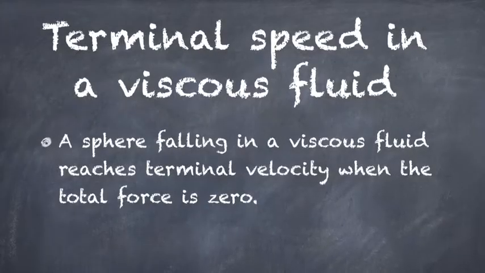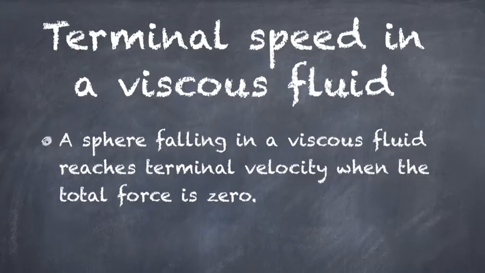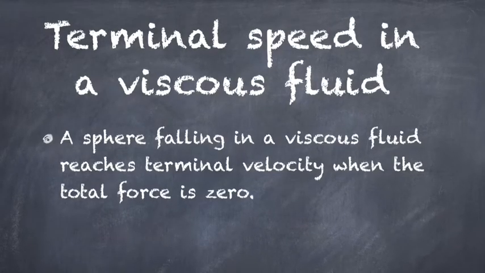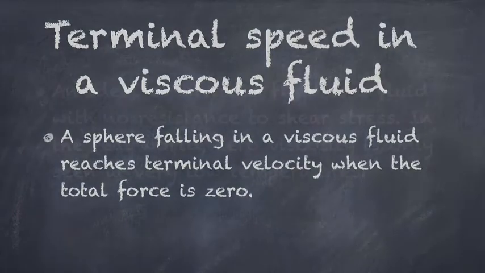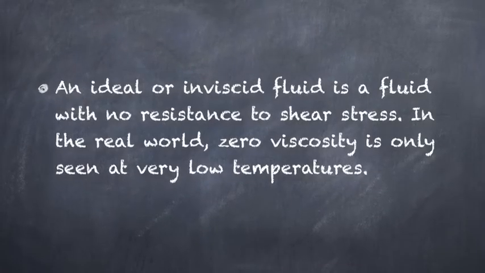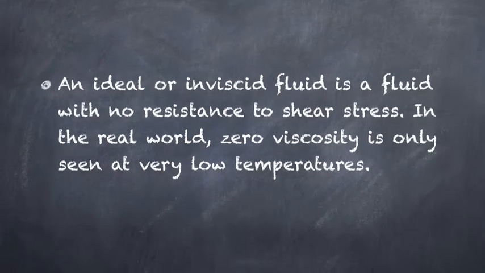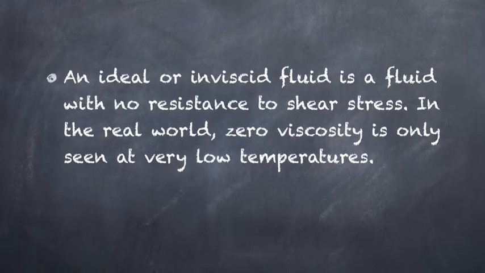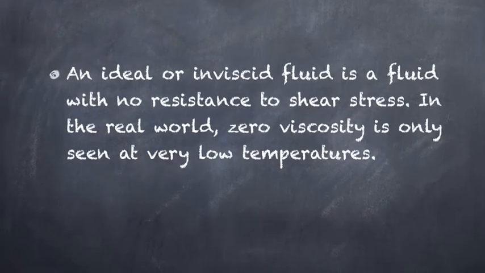A sphere falling in a viscous fluid reaches terminal velocity when the total force is 0. An ideal or inviscid fluid is a fluid with no resistance to shear stress. In the real world, zero viscosity is only seen at very low temperatures.